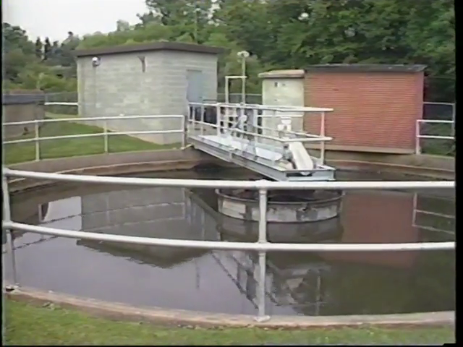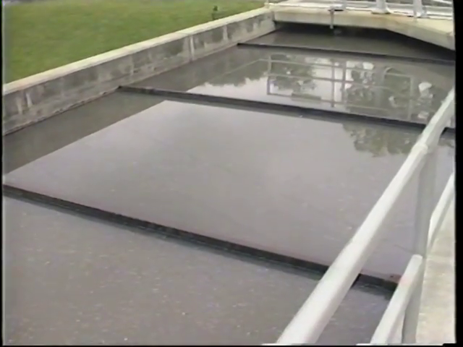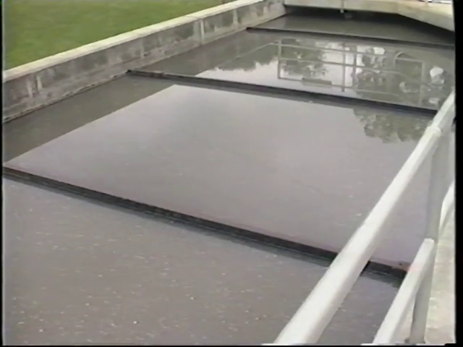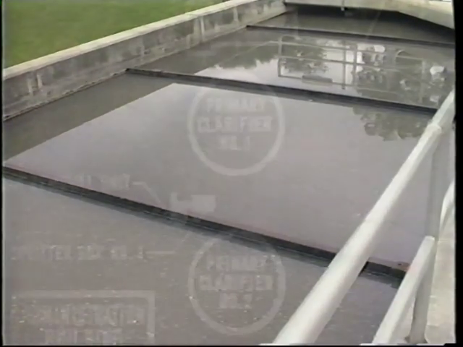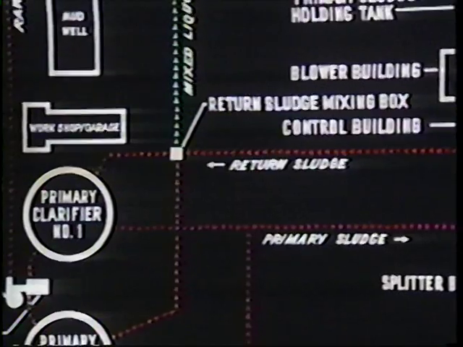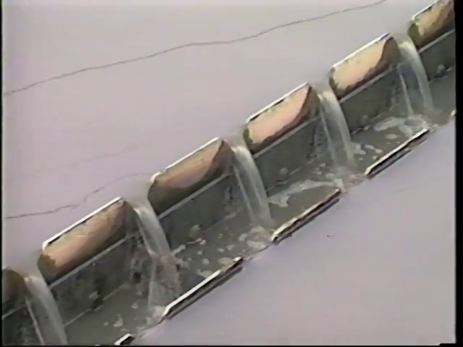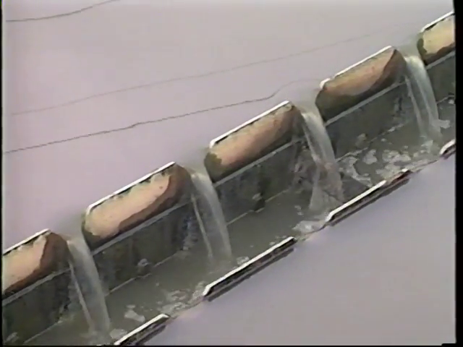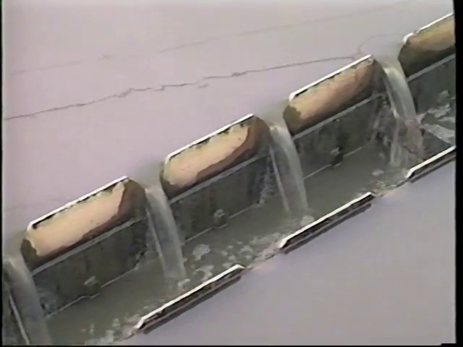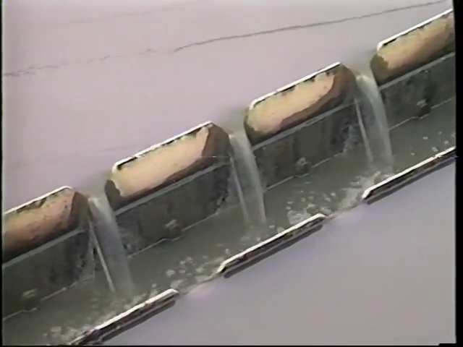Clarifiers are usually round or rectangular in shape and can vary in size depending on the design flow of the wastewater treatment facility. Clarifiers can be found at different stages of the treatment process. You may find a clarifier in the primary treatment stage just after the bar screen and grit removal. These units are known as primary clarifiers, and they clarify the wastewater before it is passed on to the next stage in the treatment process. It should be noted that primary clarifiers do not remove all solids. There are still colloidal and dissolved solids that must be removed by some type of secondary treatment unit.